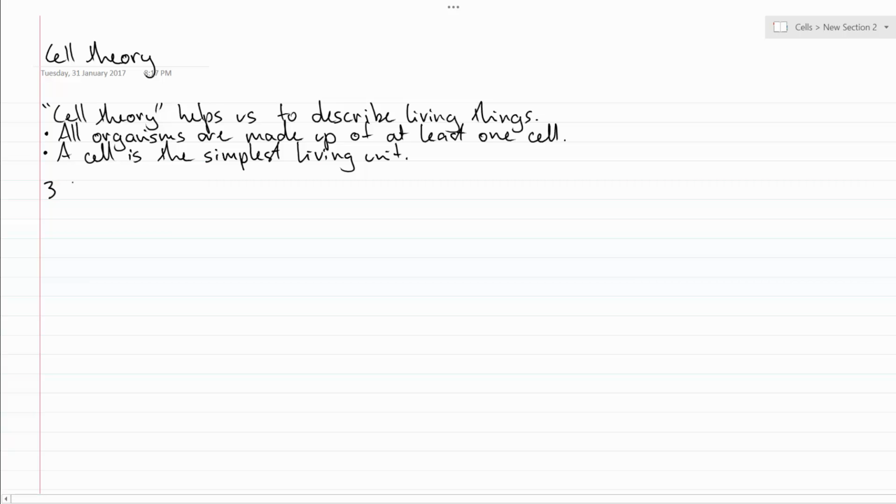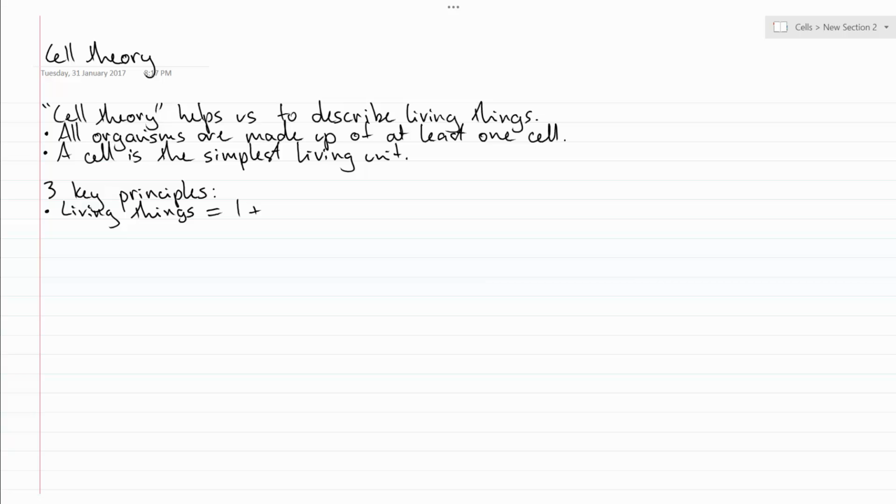So there are three key principles described by cell theory, and this was termed a while ago, so in a moment I'll talk about some updated versions of cell theory, or updated principles which define cells, and what a cell is and what cells do, very basically. The first key principle is living things must be one or more cells. So a living thing must consist of at least one cell to be classed as a living thing.